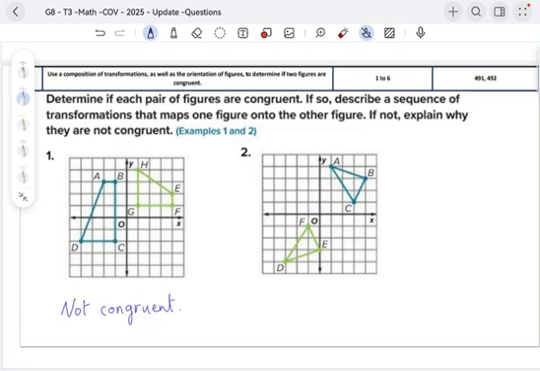To say that the two shapes are congruent, they should have the same size, same shape, same angles, same side length, everything should be the same. Both figures should be identical to each other.